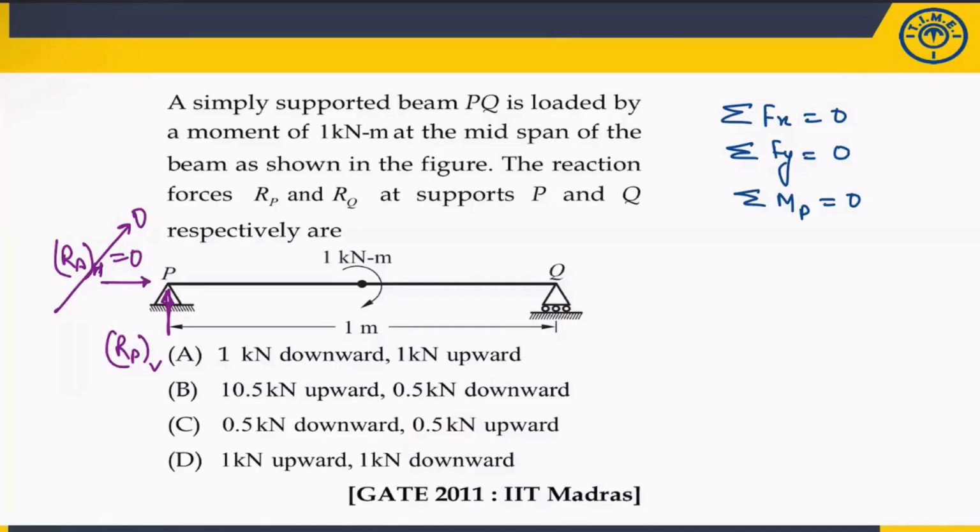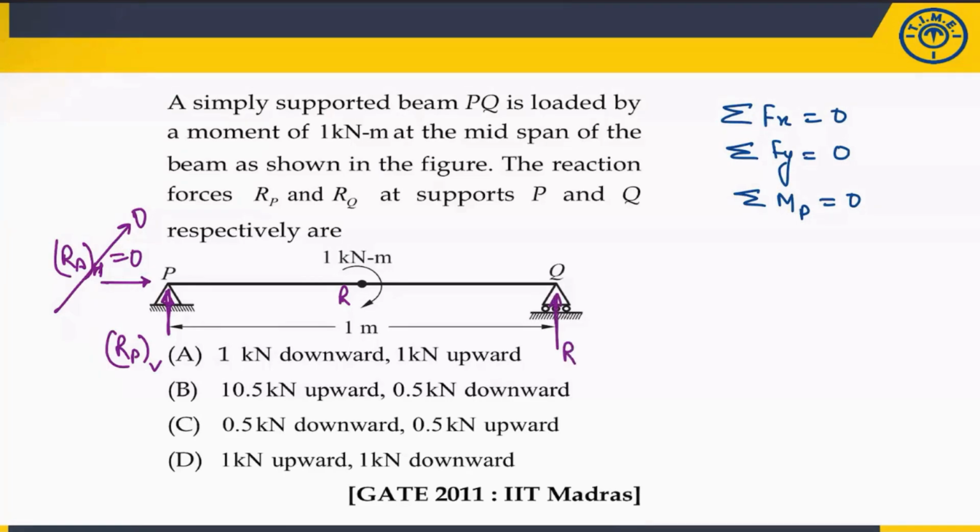Janice has given C as the answer. Okay, let me check, is it correct or not? Now, the moment value at point P, I will mention this as a, let us suppose it is given as 1 kilonewton meter. You have to calculate what is the reaction at P and Q.